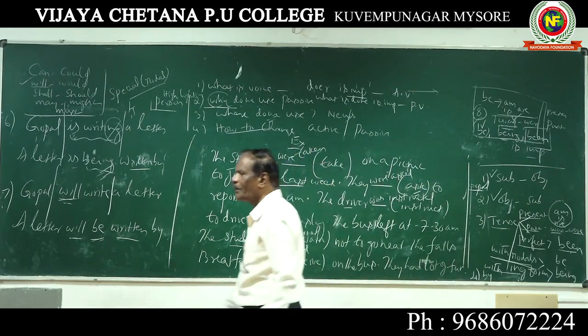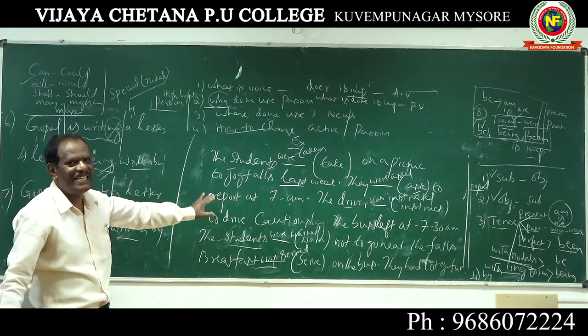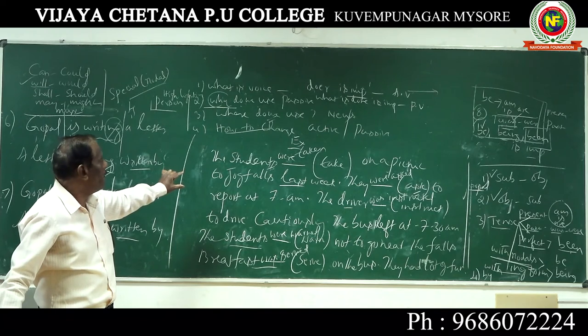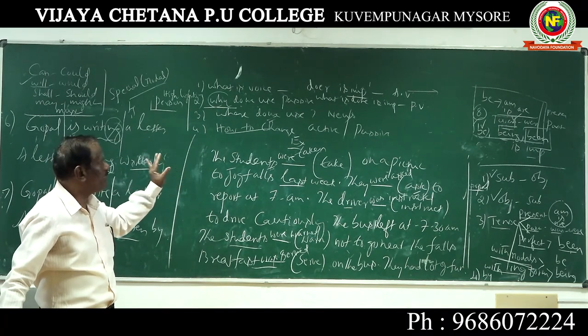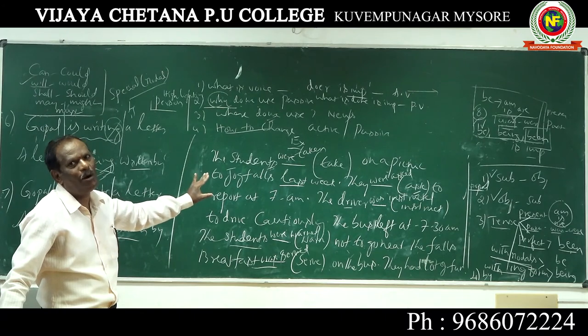So this is how passive structure is tested. In the examination, a context is given, and three or four blanks are given. You have to supply the appropriate be form and past participle form.